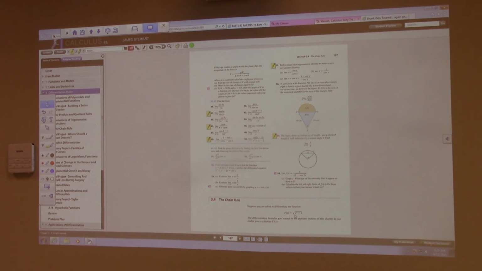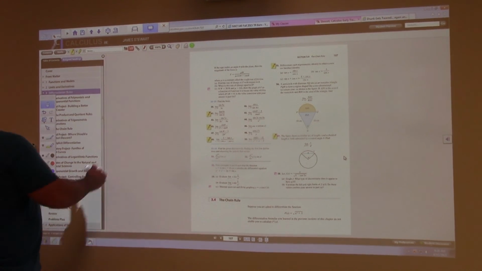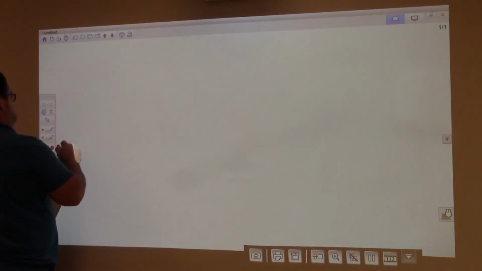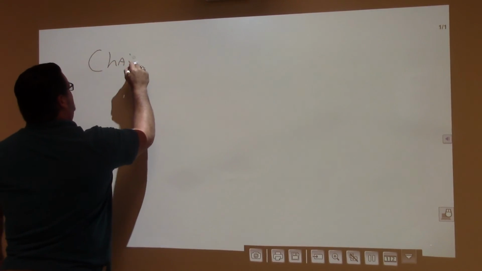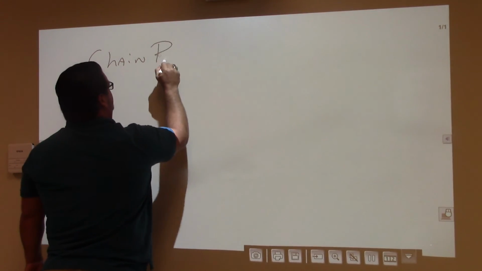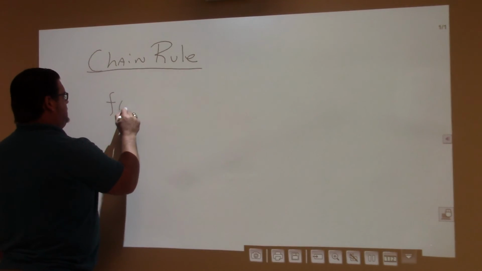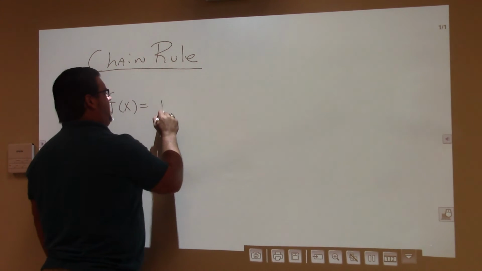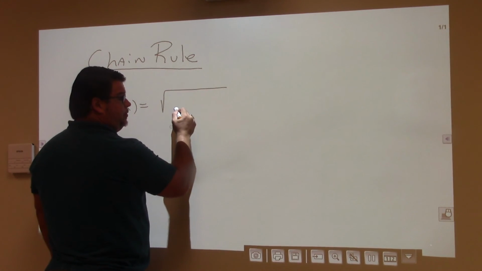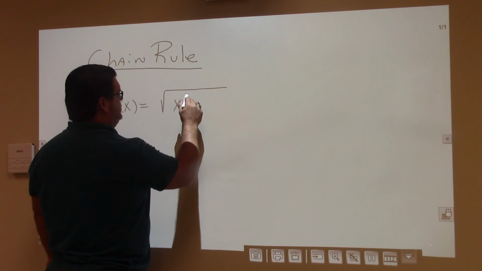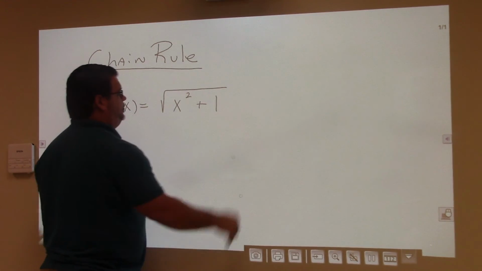All right, let's take the first one. F of x is equal to the square root of x squared plus 1. F of x, and no, you do not want to look at the book for the chain rule either, because it'll confuse you. So I'll just show you an example. F of x is equal to the square root, what did I say, of what? X squared plus 1? I think that's in the book.